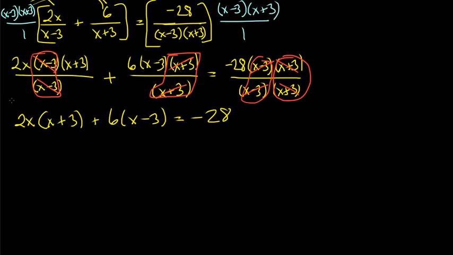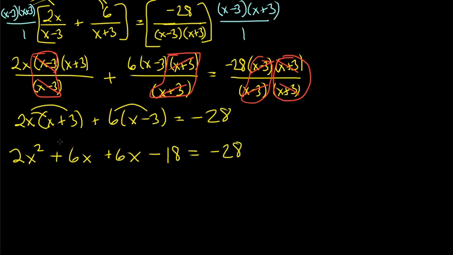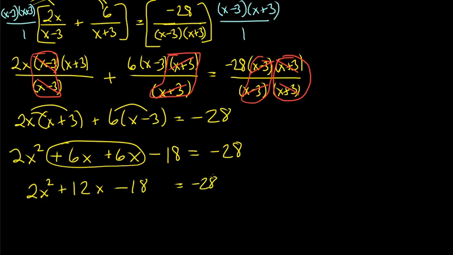So you can take it from here. I think you can solve this. Let's just multiply everything out here. 2x squared plus 6x plus another 6x minus 18, right? 6 times negative 3, negative 18. So let's combine like terms. 6x plus 6x is 12x. And since this is a quadratic equation, why don't I add the 28 to both sides? So we still have 2x squared plus 12x. Negative 18 plus 28 is positive 10. And now the right side is 0, right?